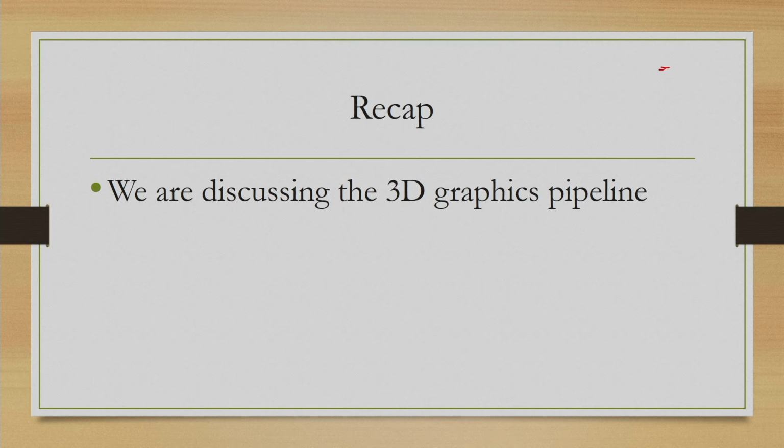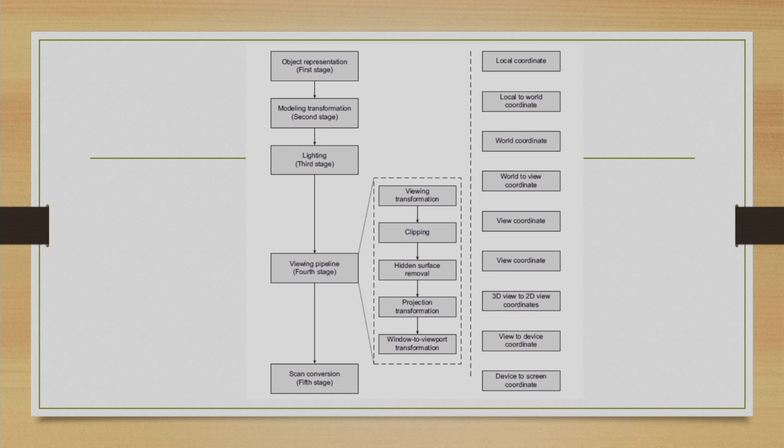So, we started our discussion on 3D object representation, which is the first stage of the graphics pipeline. To recap, let us see the pipeline again. There are 5 broad stages as being shown on this screen. First stage is object representation, which we are currently discussing. The other stages we will take up in subsequent lectures, namely the modeling transformation, lighting, viewing pipeline and scan conversion.